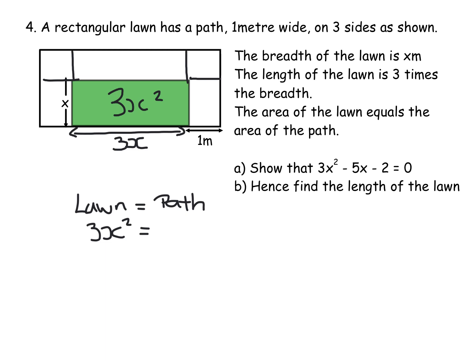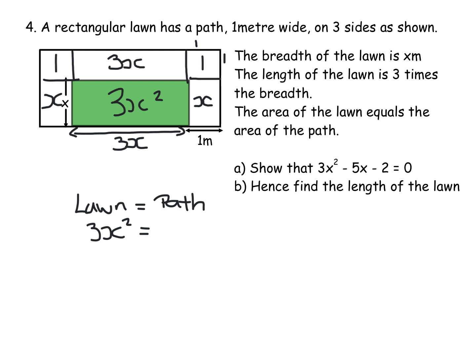So this first little bit is going to be x times 1. So that's just x. Same on the other side, it's going to be x times 1. So that would be x. Along the top, it's 1 metre wide and we're timesing it by 3x. So that would just be 3x. And these little ones up in the corner are just 1 metre by 1 metre. So these are just 1 metre squared.